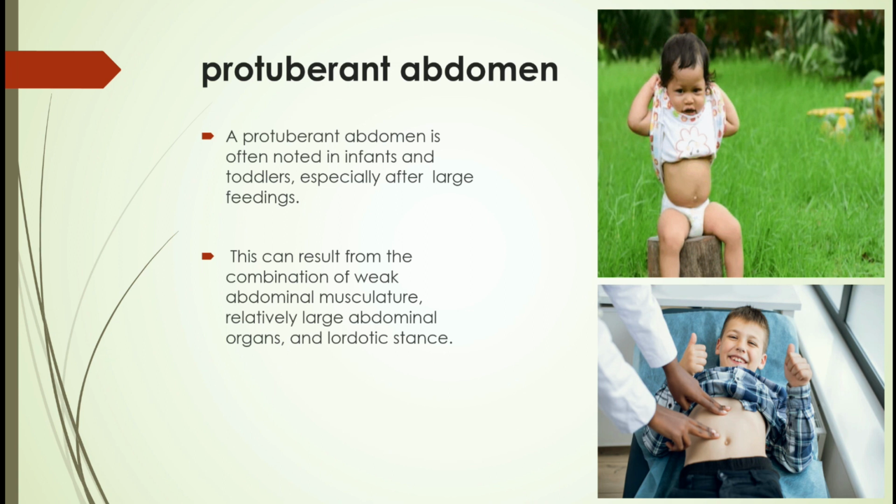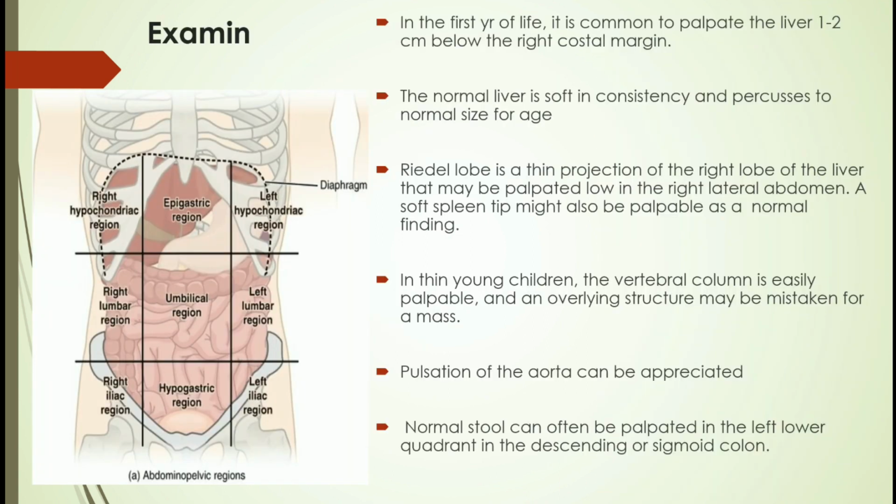We should be very good at examining the child, and we should know the physiological aspects of the general physical examination. We should have enough knowledge regarding the palpable viscera of the abdomen and the normal physiological presentation of a child, right? Usually it results from a combination of weak abdominal musculature, relatively large abdominal organs and lordotic stance. So we will examine the child.